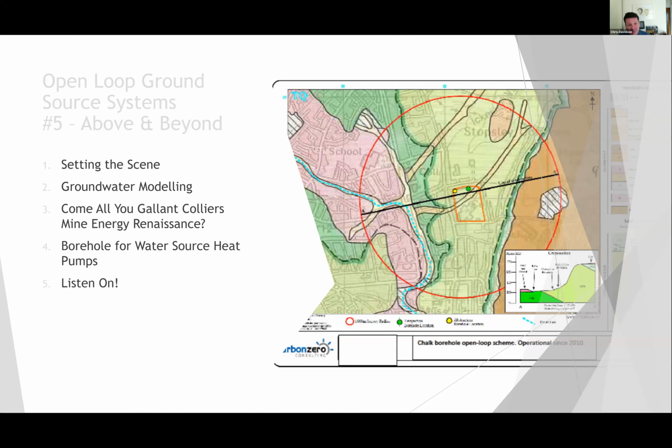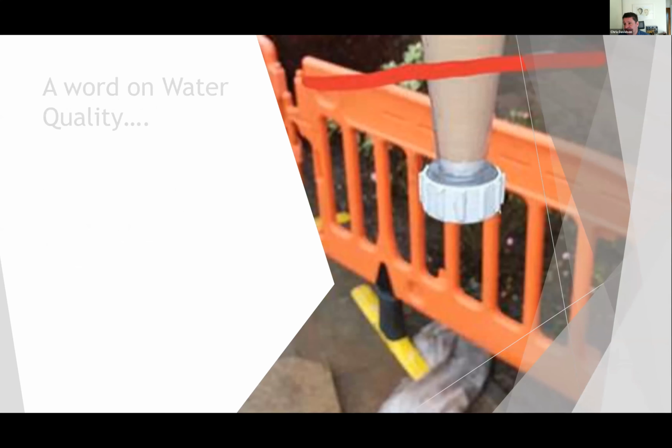So finally, we're going to go into above and beyond the ground for open loop ground source heat pump systems. At this point, I'd normally ask for audience participation and all those kinds of things, but I'm just going to have to keep talking, as we have done in previous sessions. So first of all, a word on water quality.